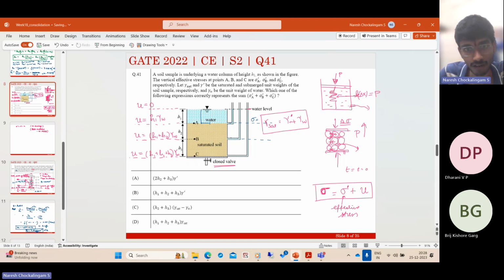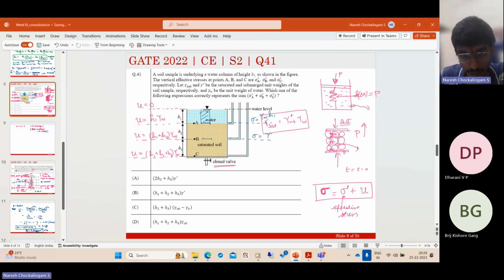It is the weight of the water column above that, right? So here it is nothing but gamma W into H1. I hope you get it. If you take a unit area here, the force on that unit area is the weight of the water column under hydrostatic conditions. Here again, if you take a unit area, the total stress is the weight of this water column plus the weight of water which is here.